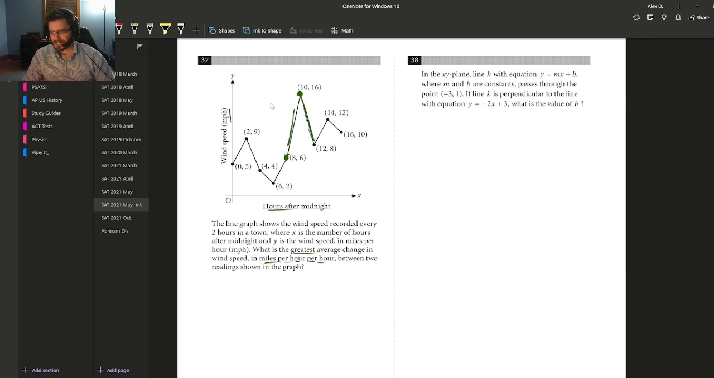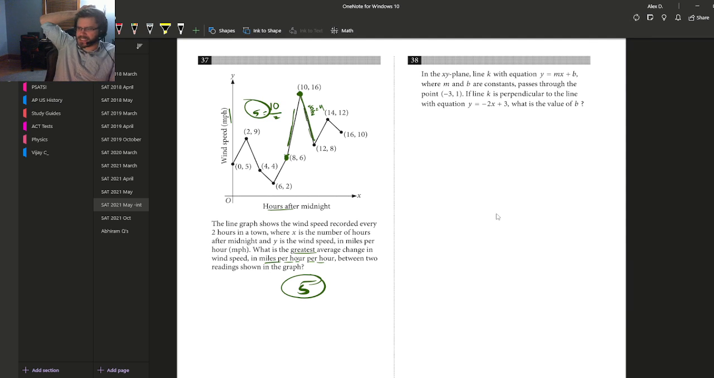So vertical change there is 10, horizontal is 2, so the slope there is 5. Vertical change here is 8 over 2 is 4. So the greatest average change is 5. Yeah, nothing else really had it. It says 2 readings. It doesn't say 2 consecutive readings.